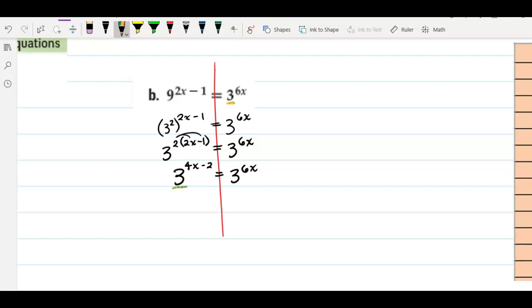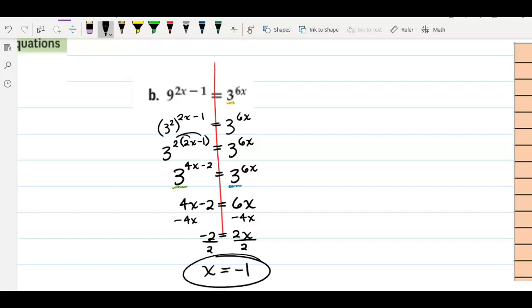Notice we now have each side of our equation with the same base. Therefore, we can set the exponents equal to one another. 4x minus 2 equals 6x. Solving by subtracting 4x from both sides, I have negative 2 equals 2x, and dividing by 2, x equals negative 1.